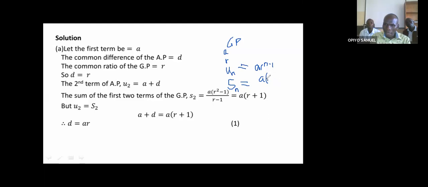We have r raised to power n minus 1 over r minus 1. So that is the sum for the first n terms. And still for GP, we have what we call sum to infinity, which is given by a over 1 minus r.